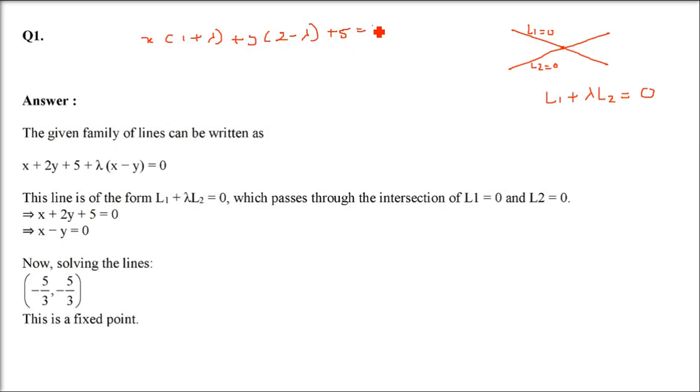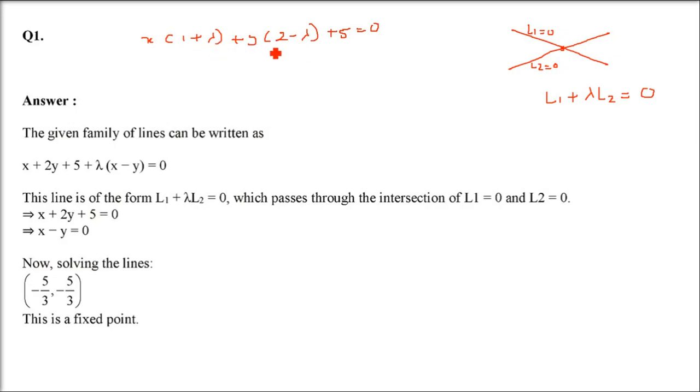x(1 plus lambda) plus y(2 minus lambda) plus 5 equals 0, lambda being arbitrary, that is a constant, passes through a fixed point. Also find the fixed point. So these are the family of lines, and we need to find out the fixed point, through which all the lines are passing.